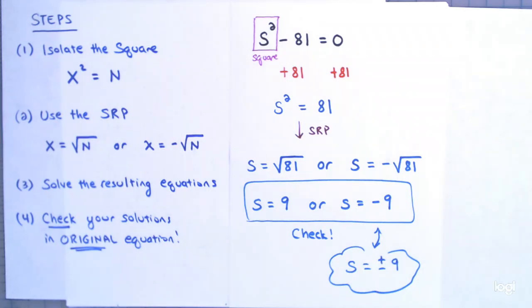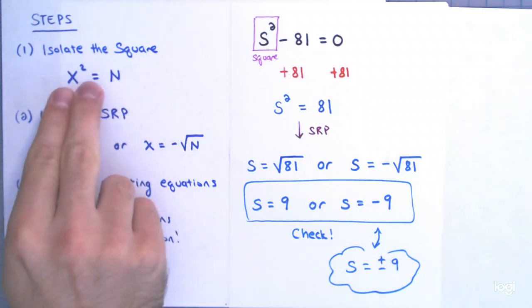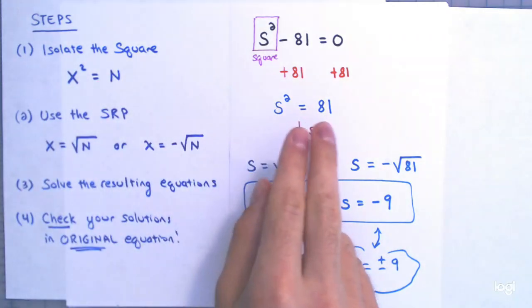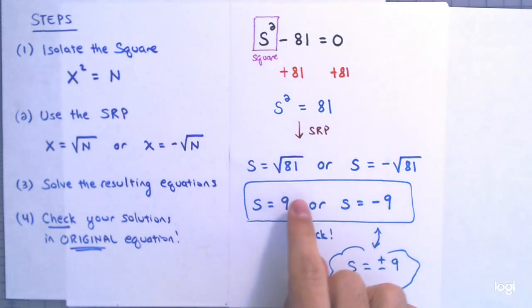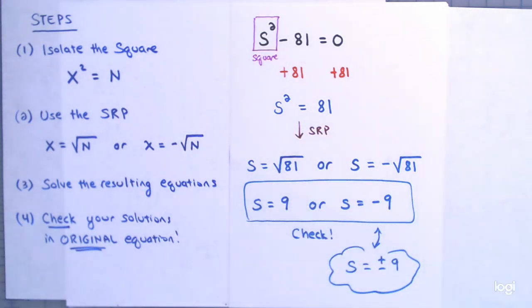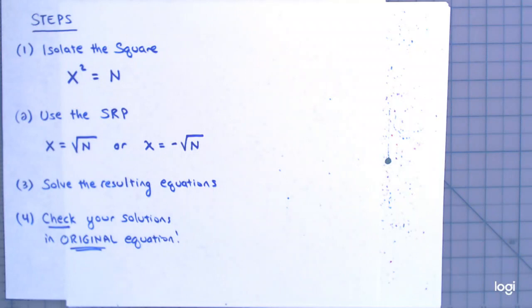So far in my examples, when I isolated the square, when I got it in this form, x squared equals n, or variable squared equals n, the number on the other side has been positive. And you may have noticed that when that number is positive, my solutions end up being real numbers, without that imaginary unit i, without that square root of -1. My next couple examples actually will change all that.